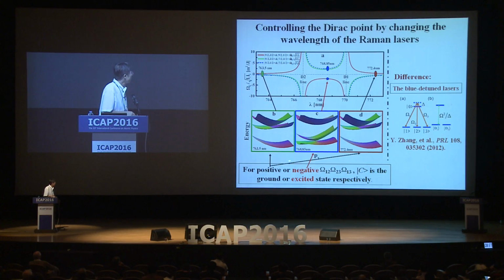When the wavelength of the Raman lasers is at blue detuning from D2 or red detuning from D1, the product of the 3 Raman couplings is positive. So the Dirac point will appear at the higher energy band. When the Raman laser is between D1 and D2, the product of the 3 Raman couplings is negative. So the Dirac point will appear at a lower energy band.